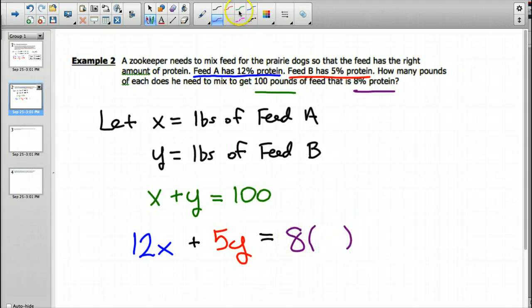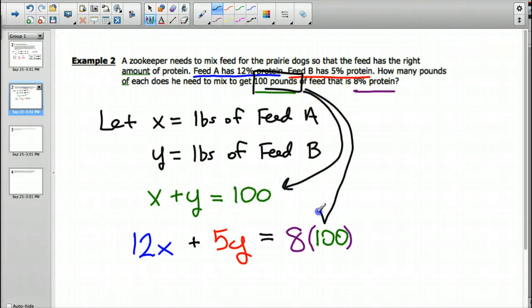So for a mixture problem, here's what I want you to remember. That final amount, that final weight in this case, is going to go in both of your equations. This 100 value right here needs to go both in your first equation and down here in your second equation. It's important to have it in both equations. So now this is going to be my system of equations. X plus Y equals 100, and 12X plus 5Y equals 8 times 100, which is also 800.